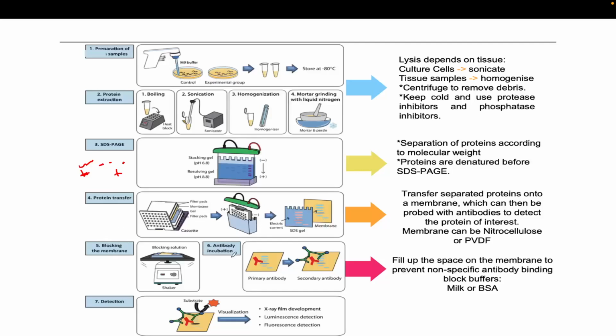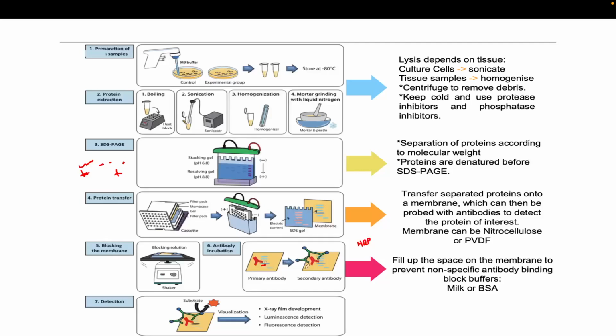After blocking, we add the primary antibody, which will be specific to our antigen. After adding the primary antibody, we do washing so that the extra antibody washes away, and then add the secondary antibody, which is horseradish peroxidase labeled. Horseradish peroxidase is a kind of enzyme. Here you can see the primary antibody first binds, specific to this antigen.